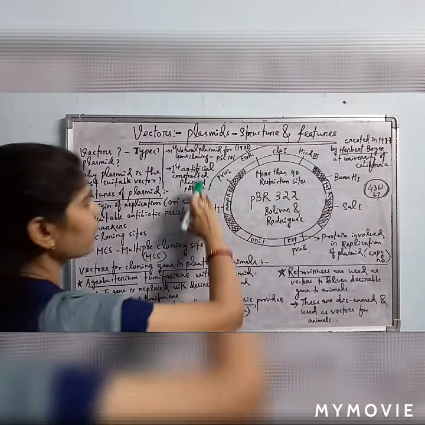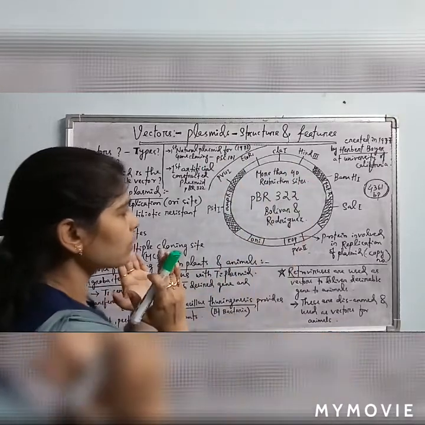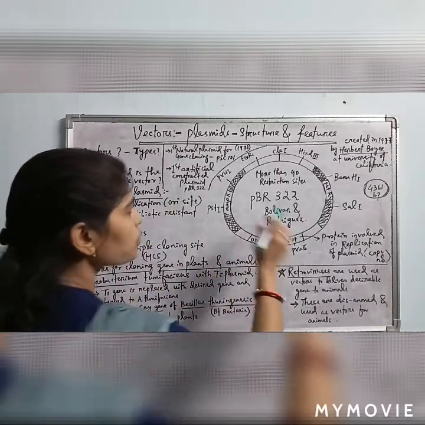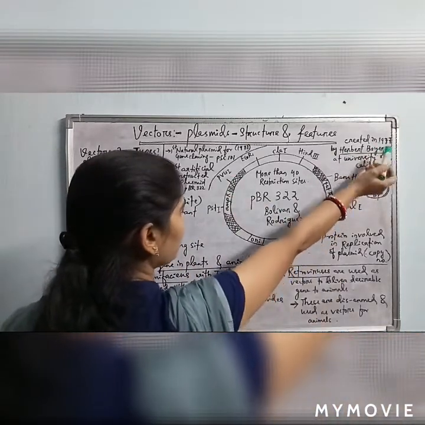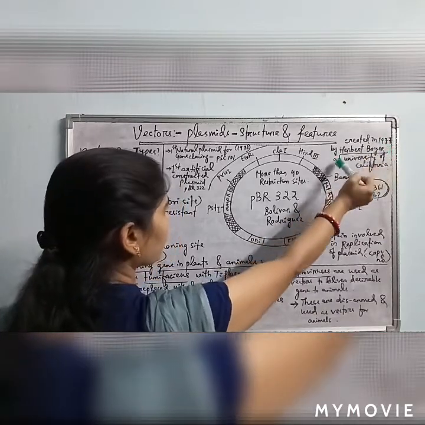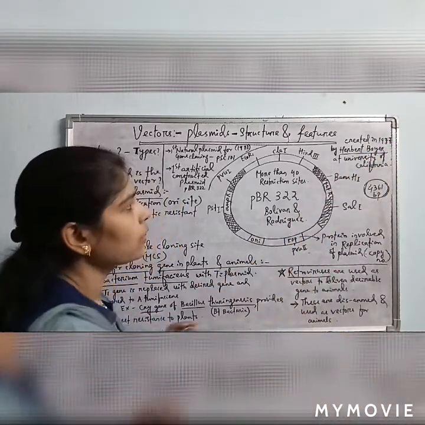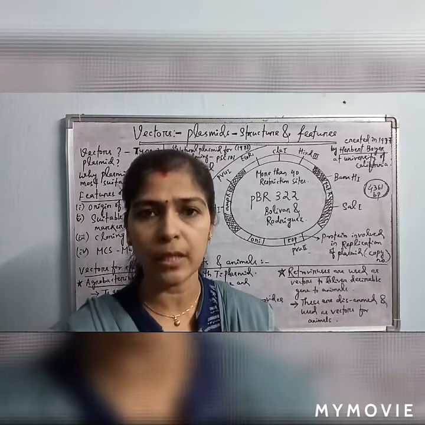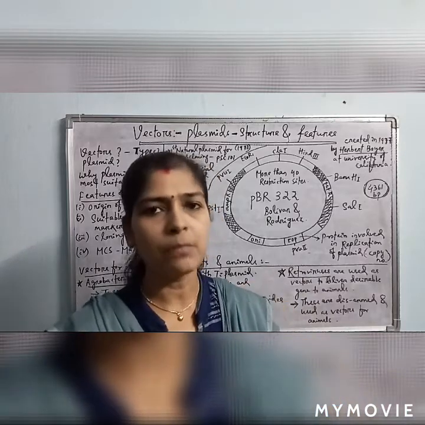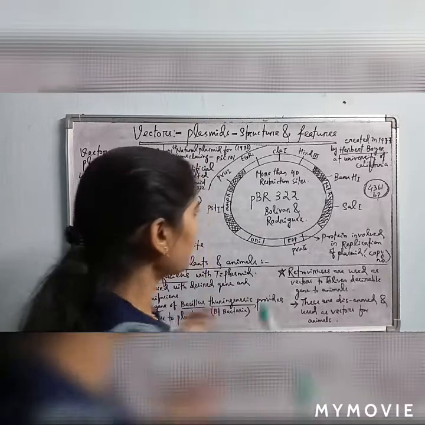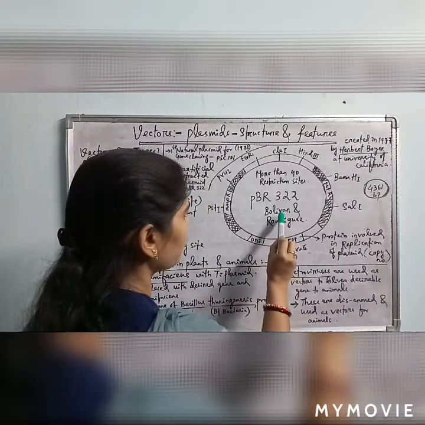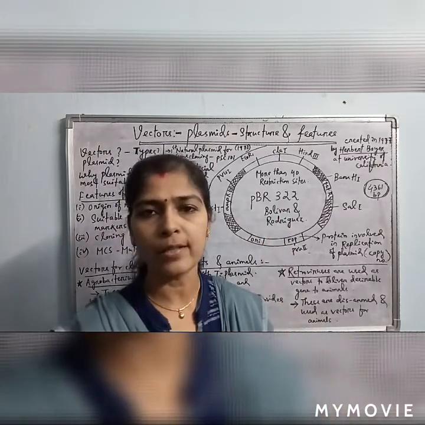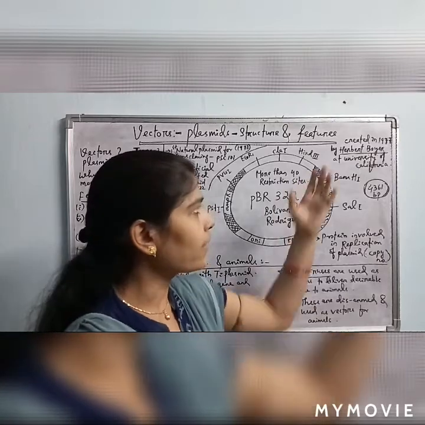Okay, then come to pBR322. I have just told you, this is the first artificially constructed plasmid, and it was created by Herbert Boyer in the year 1977 at the University of California. Under Herbert Boyer, two research scholars were working on the construction of this particular plasmid, and according to their names, this plasmid is named. P stands for plasmid, B stands for Bolivar, and R stands for Rodriguez. Bolivar and Rodriguez are the two research scholars who constructed this plasmid under the guidance of Herbert Boyer.